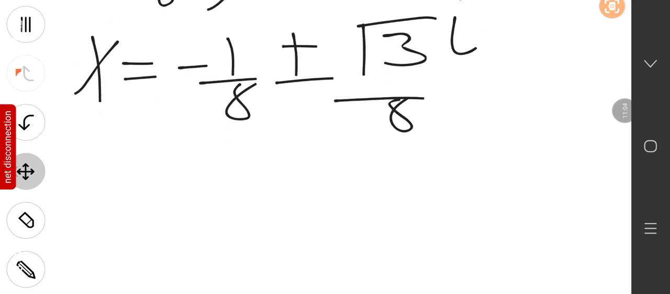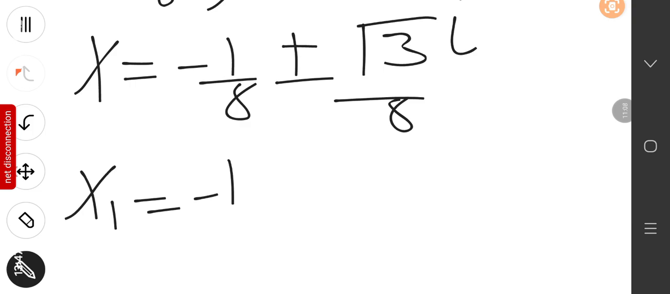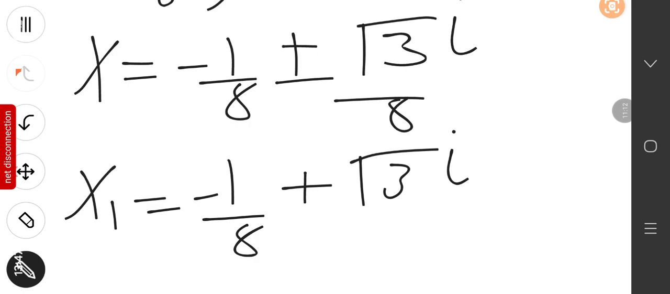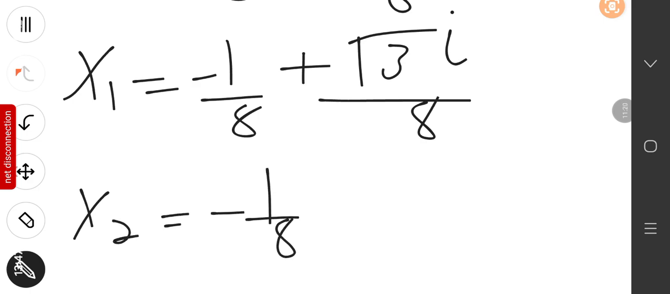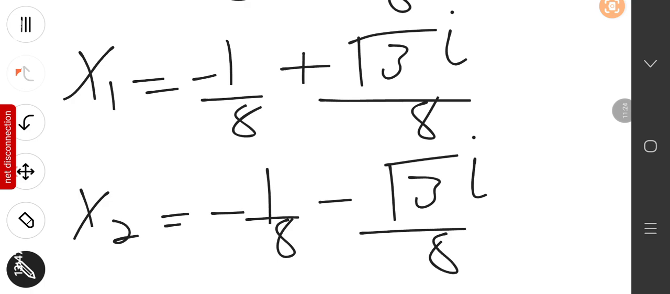Therefore, we can say x1 equals minus 1 over 8 plus root 3i over 8, and then x2 equals minus 1 over 8 minus the square root of 3i over 8. Okay, so this is what you have. So this is the end.